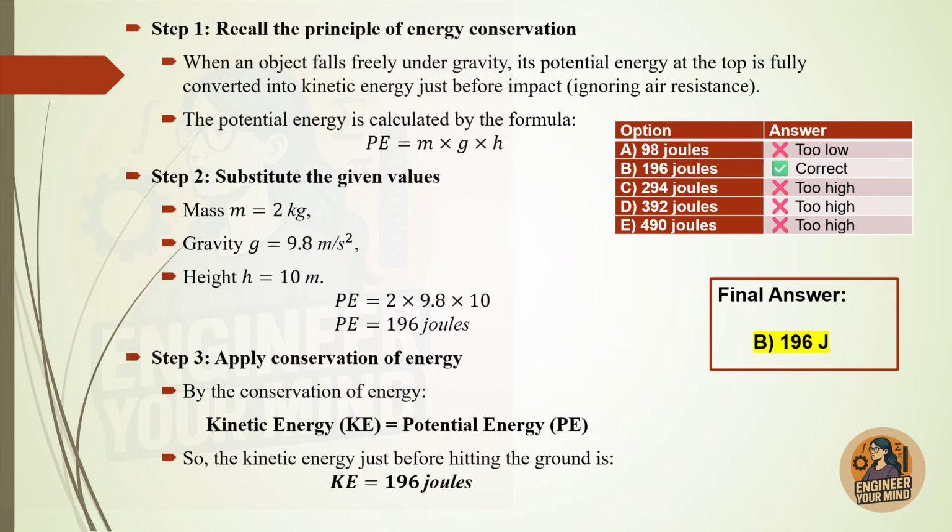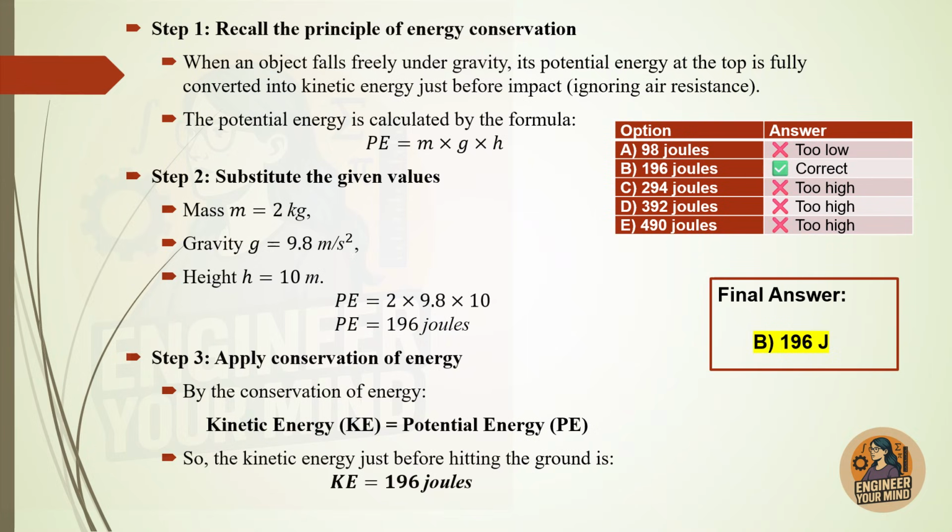Option A, 98 joules, incorrect. Option B, 196 joules, correct. Option C, 294 joules, incorrect. Option D, 392 joules, incorrect. Option E, 490 joules, incorrect. Final answer. The kinetic energy just before hitting the ground is 196 joules, which is option B.